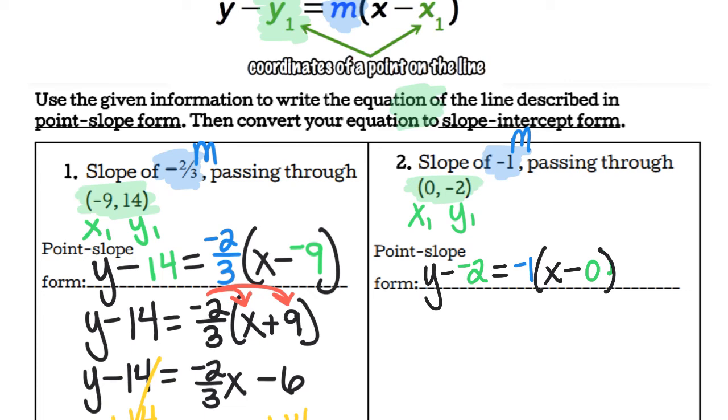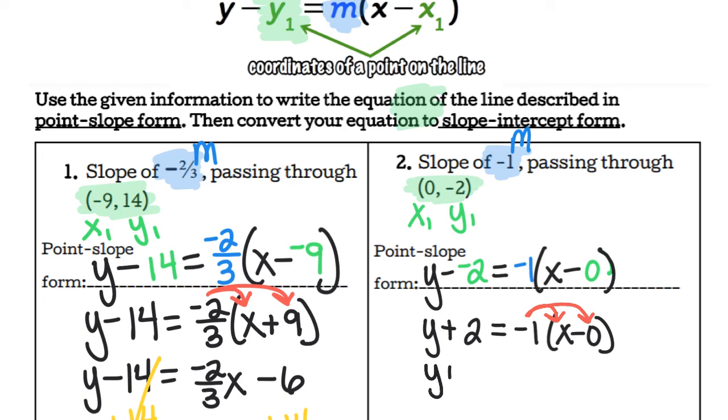Okay, in this scenario, I also have a double negative. So as I'm going through to convert to slope-intercept form, that's going to be my first step. So I'm going to take care of that y minus a -2, and I'm going to change that to y plus 2. And I'm going to keep the -1 times x minus 0. Now, just like last time, we are going to distribute that slope. So the -1, we're going to distribute to the x and to the 0.